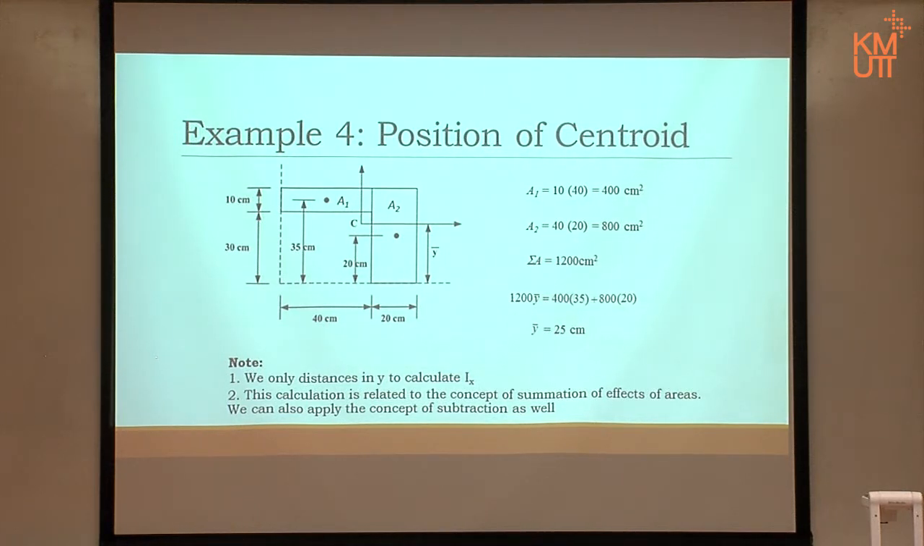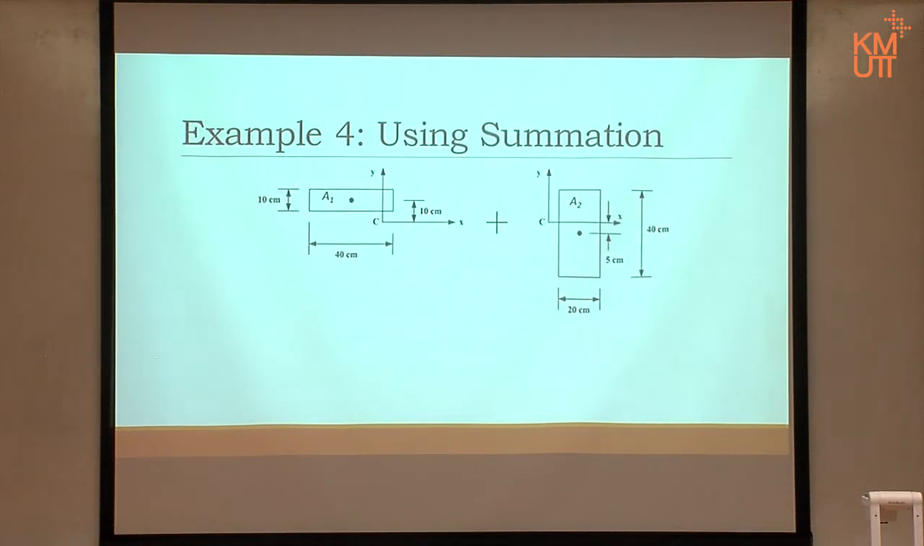Okay? So now identify according to, let's say, summation, that one. We talked about the concept already. So we'll find Ix of A1, Ix for A2, and then combine them.